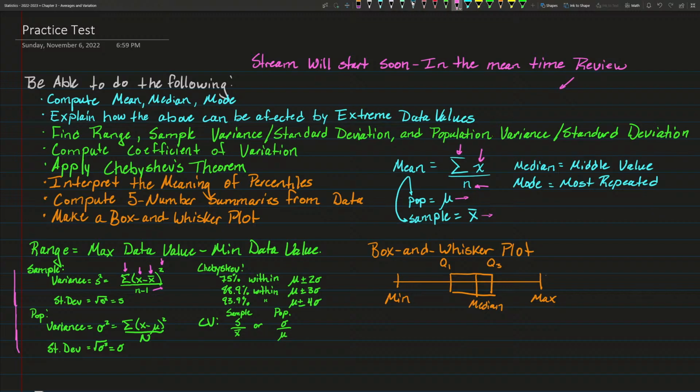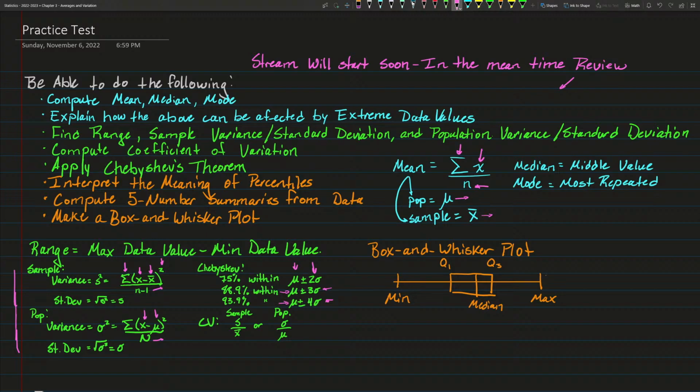Population variance is pretty much the same thing. It's the sum of all of our data pieces minus the average, squared, except this time we divide by the size of the population. And then the standard deviation is the same thing: you just take the square root of that. We also did the Chebyshev interval. Basically, 75% of all of our data is going to be within 2 standard deviations of our mean. 88.9% is within 3 standard deviations of our mean. And then 93.9, so about 94%, is within 4 standard deviations of our mean.